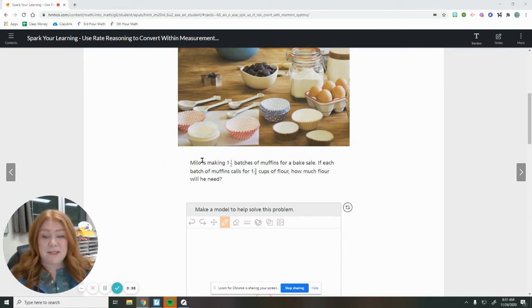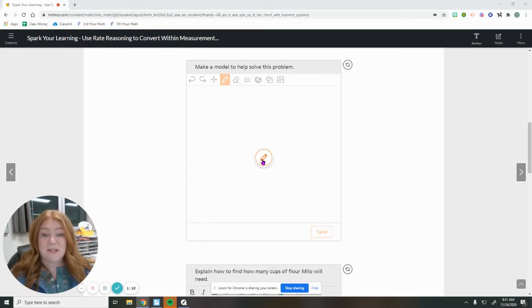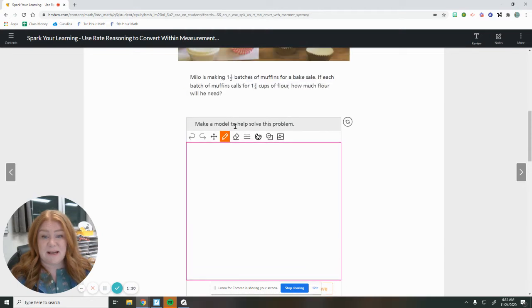So Milo is making 1.5 batches of muffins for a bake sale. So I know what he's doing. Each batch of muffins calls for 1 3/4 cups of flour. How much flour does he need? So I know I'm looking for a total. So I know he needs more than this because he's making more than one batch. So I can think about this in several ways.